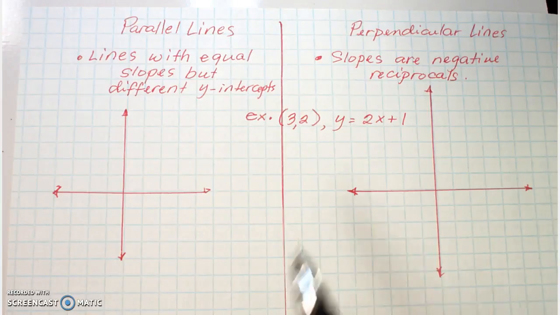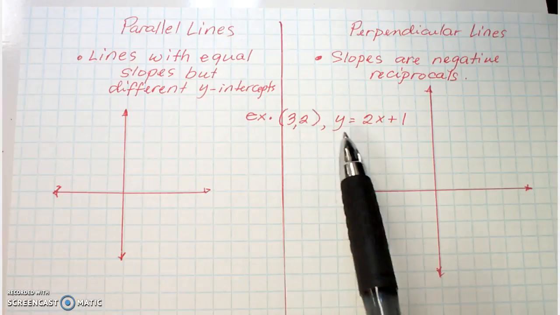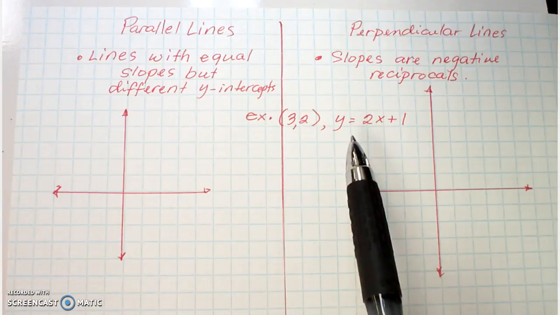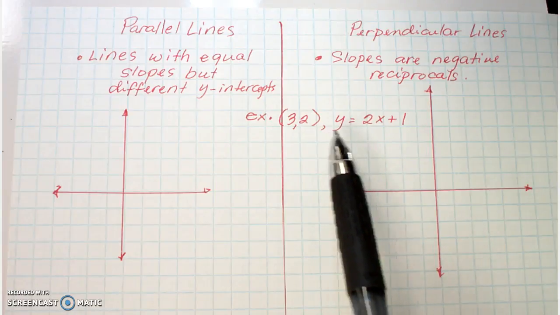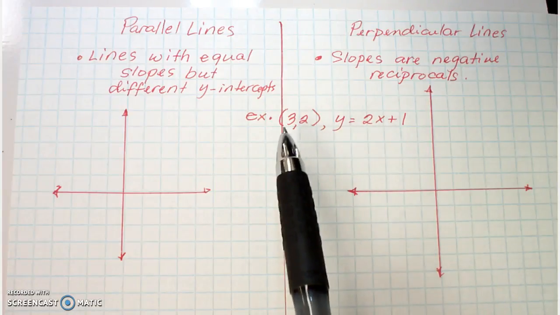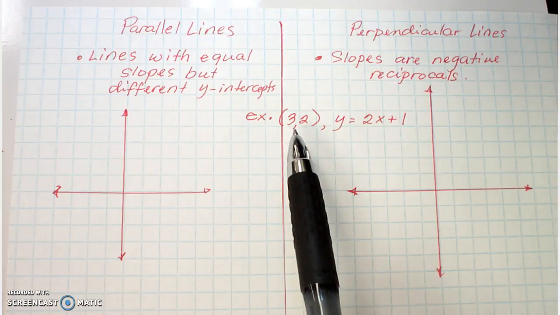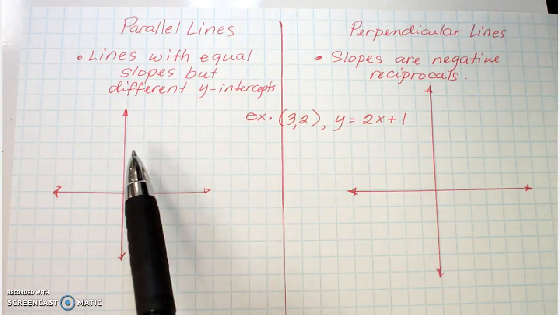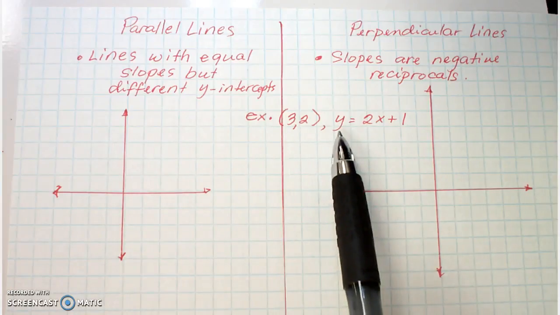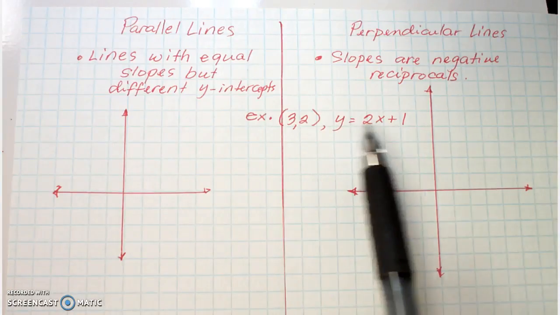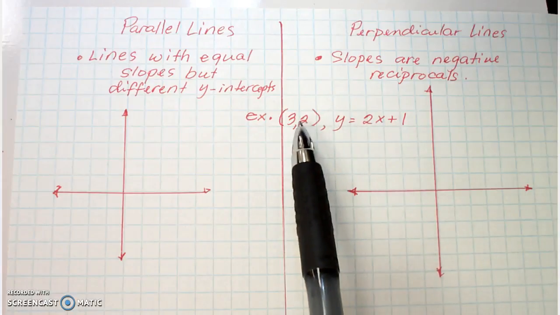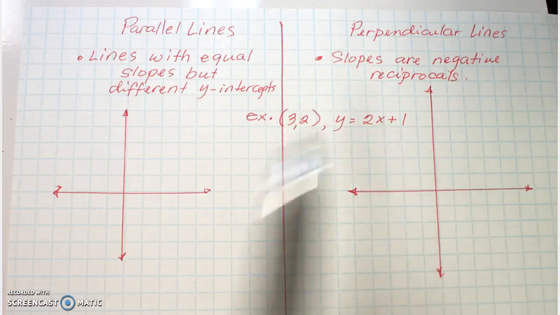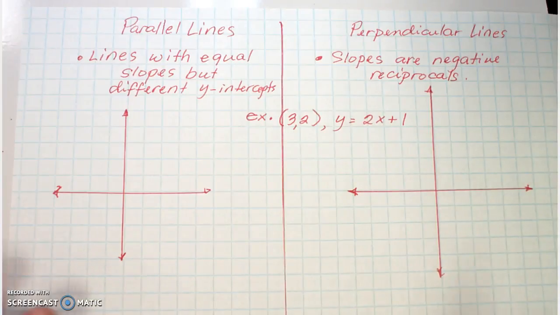Here, I have a point and a line, and we are going to create a line that's perpendicular to this line and passing through this point. On this side, I'm going to create parallel lines: this one and another line that passes through this point but is parallel to this one. So let's begin. Let us first graph this.